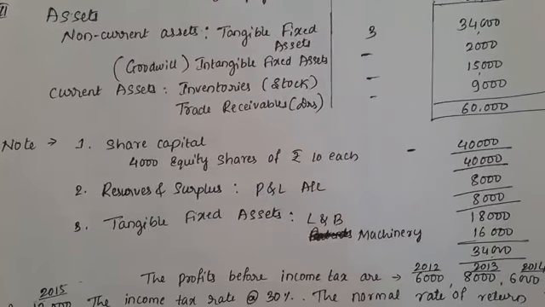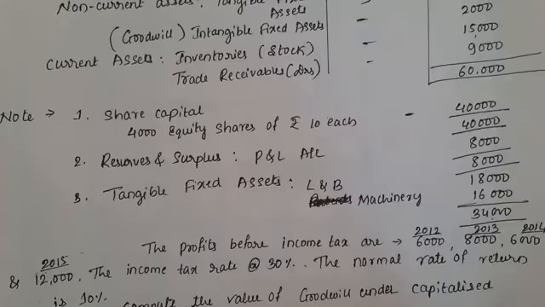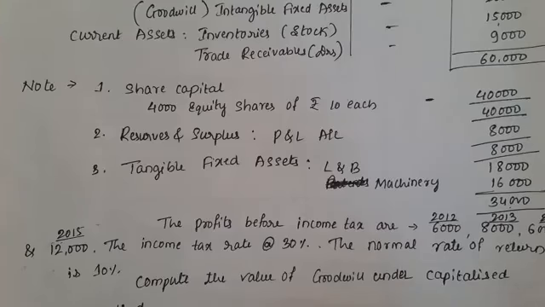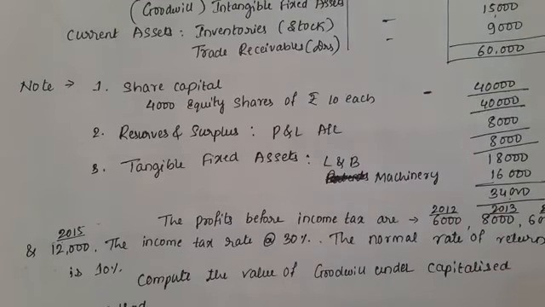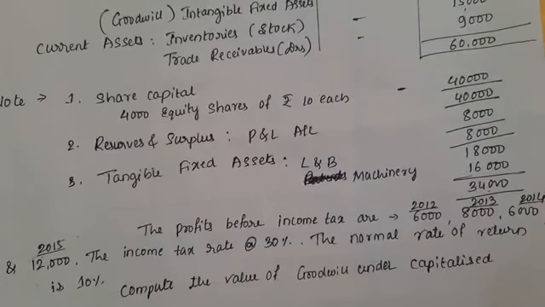The profits before income tax are: in 2012, 6,000; 2013, 8,000; 2014, 6,000; and 2015, 12,000. Here four years' profit is given. The income tax rate is 30%, because the profits are before income tax. That's why the income tax rate is given.